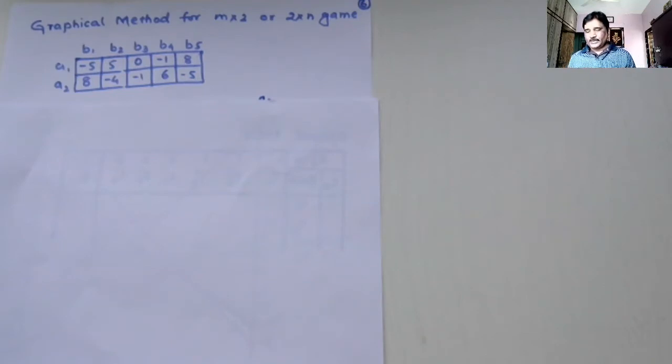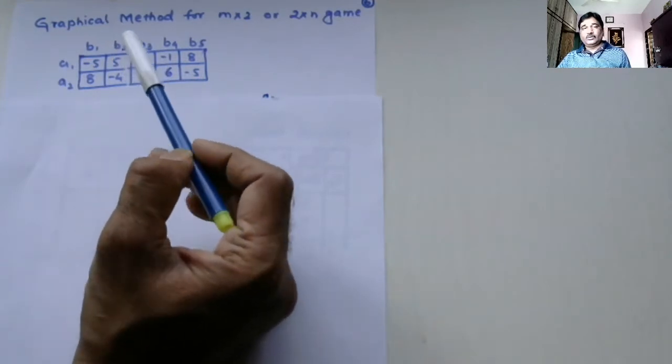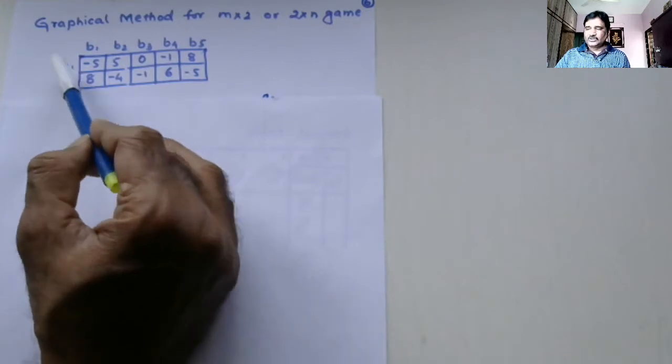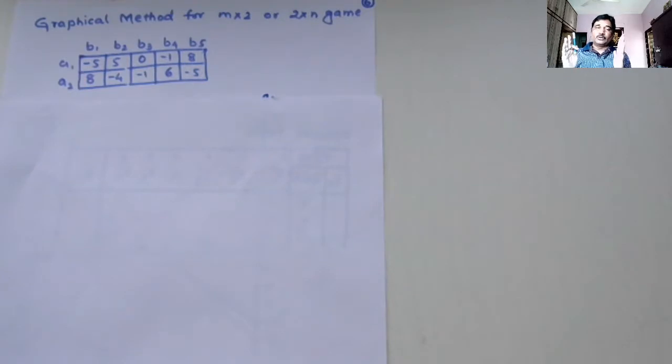The philosophy of the graphical method is just to represent this game on graph paper. Now, how to represent this game on graph paper? Player A has got two courses of action available, A1 and A2. So we'll be drawing two vertical lines, one for representing A1 and another for representing A2. And in between these two, there will be one horizontal line which will be indicating the proportion of course of action A2. Just look at the graph.